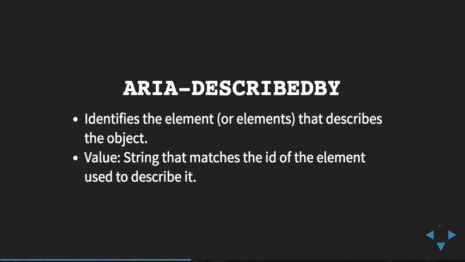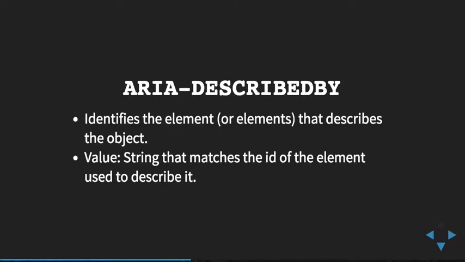These two, ARIA described by, and on the next slide, ARIA labeled by. I'm going to try to talk more about the example because it's sort of hard to describe or determine the differences between them. So ARIA described by, the fun textbook definition, is it identifies the element or elements that describe the object. The value that it takes on is a string that matches the ID of the element used to describe it. So when you use an ID attribute that has HTML within it, it will announce whatever that ID connects, all the children and all that stuff.